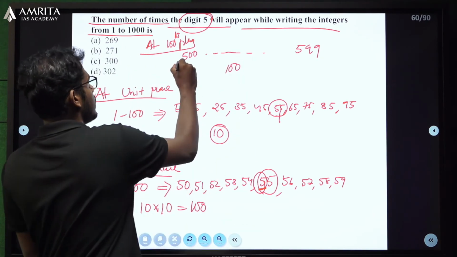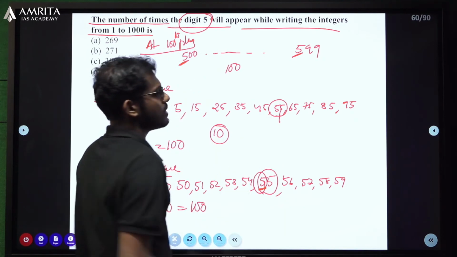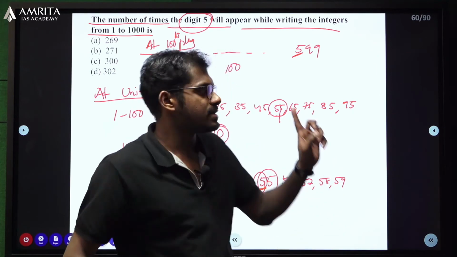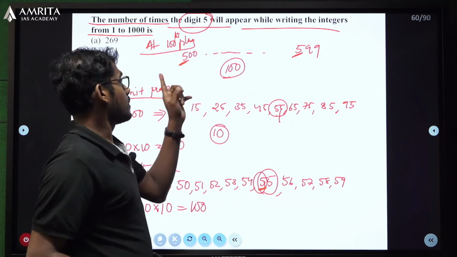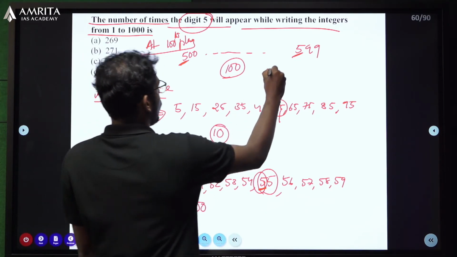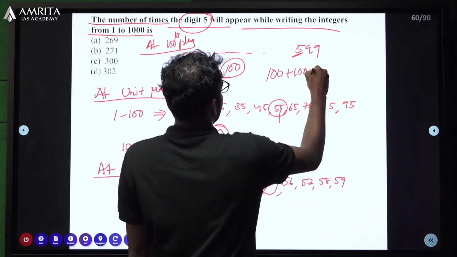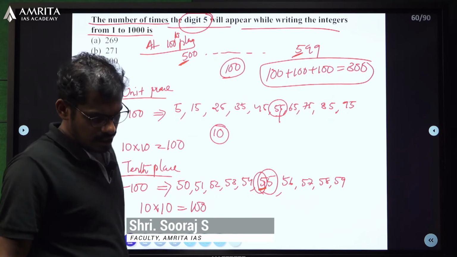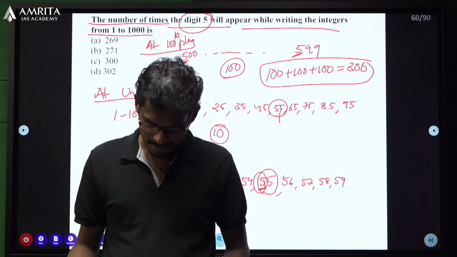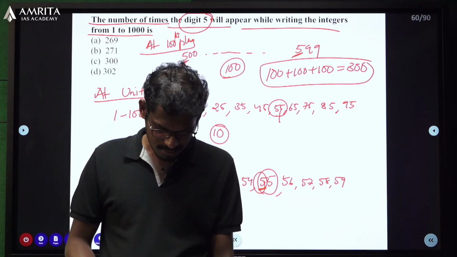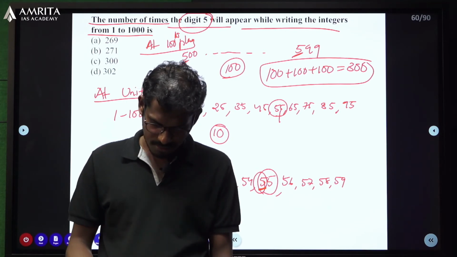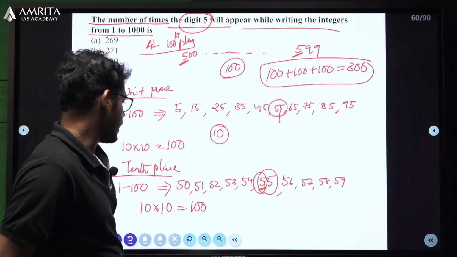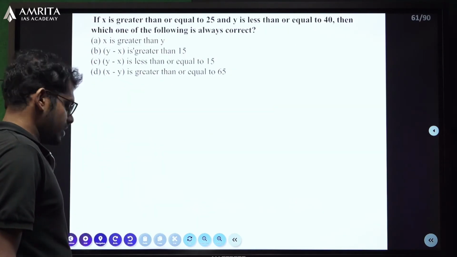The 5 appears here, it is at 100th place. Here also it is at a 100th place. From 0 to 99 or 500 to 599, the 5 appears at the 100th place 100 times. So in total 100 plus 100 plus 100, the answer is 300. Clear? So the answer is option C, 300. Clear? Okay. Next question.